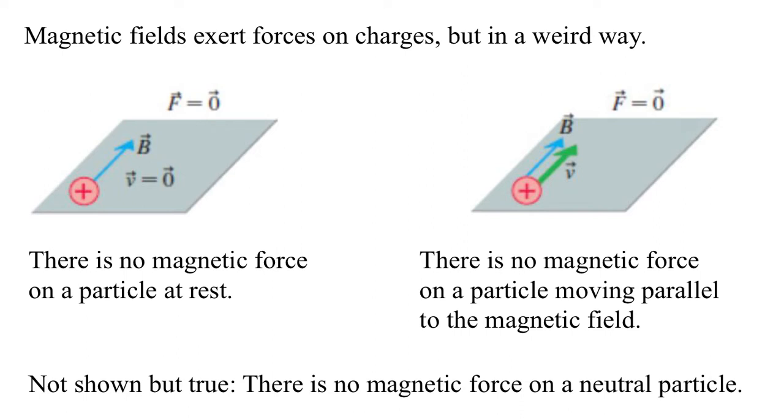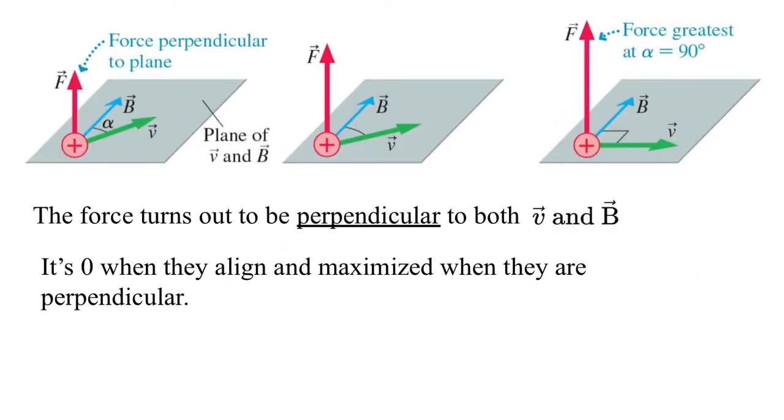Not shown here, but also equally true, there's no magnetic force on a neutral particle. So magnetic fields do act on charges. You need to have a charge, but they don't act on neutral things. It turns out that the force that is exerted is perpendicular to both the magnetic field and the velocity. So if we have the velocity in some plane and the magnetic field in that plane but a different direction, then there will be some force and it will be out of the plane. It'll be maximized when the angle is 90, when the magnetic field is perpendicular to the velocity, and it will be 0 when they're aligned, as we said before.